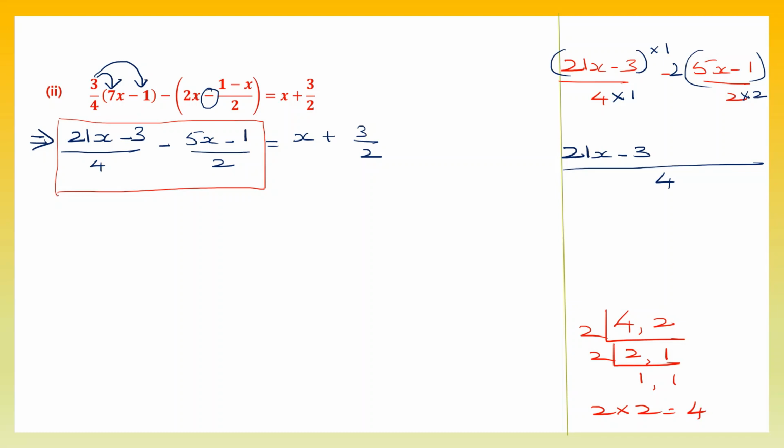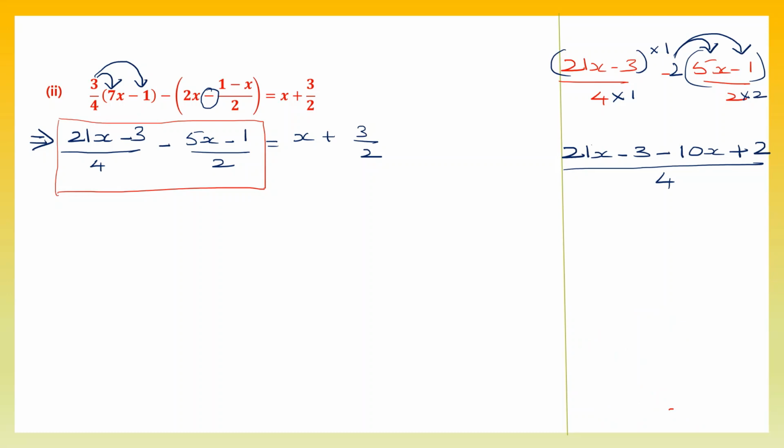And let's multiply with minus 2. Minus 2 into 5x. Minus 2 5's are 10. 10x. Then minus 2 into minus 1. Minus into minus is plus. 2 1's are 2. So now let's take the x terms.